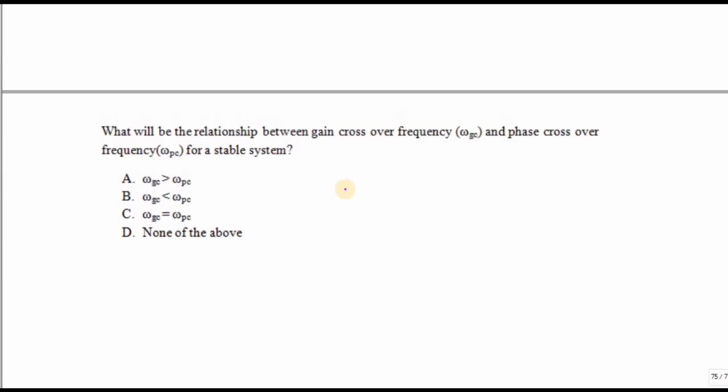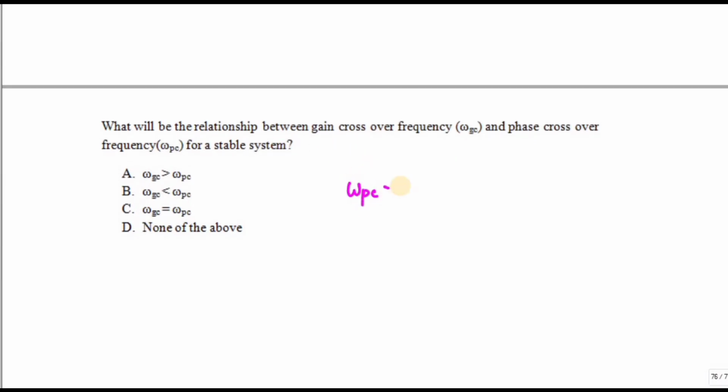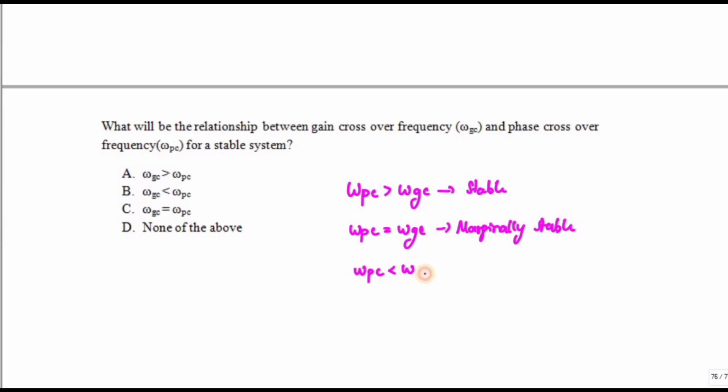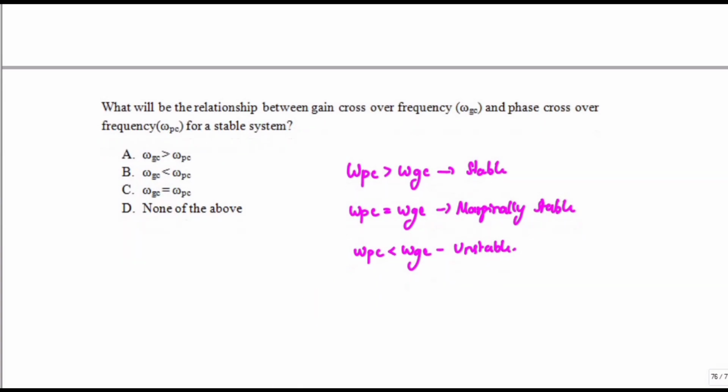So next problem: what will be the relation between the gain crossover frequency and phase crossover frequency for a stable system? WPC must be greater than WGC. That is my stable system. If I want a marginally stable system, these must be equal. If WPC is less than WGC, it means it is an unstable system. So these are the conditions.